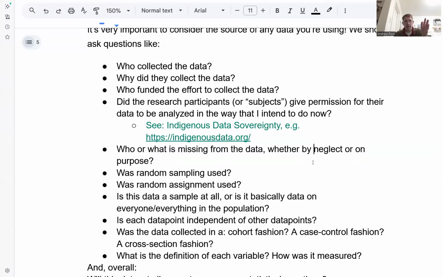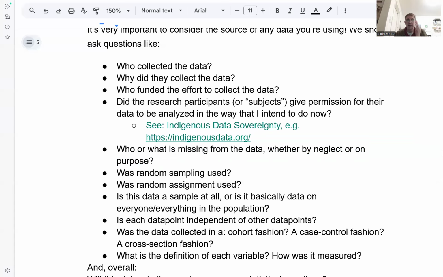there's a few radio stations in town, and we only advertised on this one to attract participants. But of course, people from different demographics tend to listen to different radio stations, and so we missed people from this other demographic. That's not fair. So we should be asking questions like that.